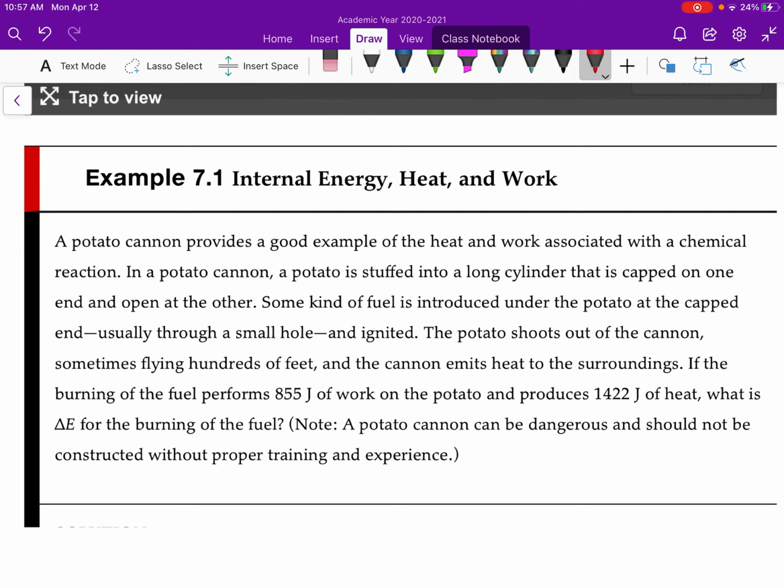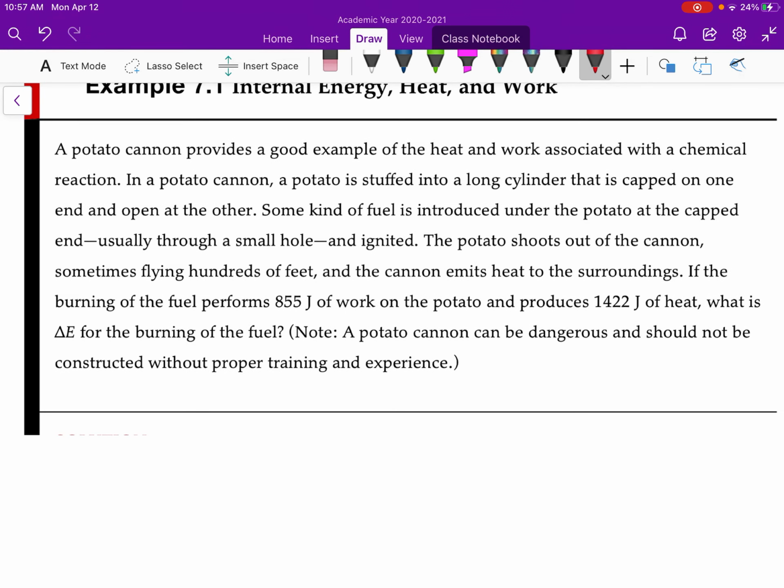to the surroundings. If the burning of the fuel performs 855 joules of work on the potato and produces 1,422 joules of heat, what is the delta E for the burning of the fuel? Okay, so we want to talk about delta E equaling Q plus W. So we're told that W is 855 joules, right, the work, and we're told that Q is 1422 joules.